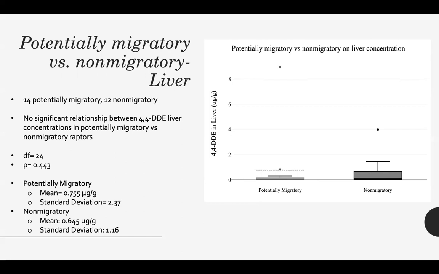As you can see with potentially migratory raptors on the left and non-migratory on the right, there was one outlier in the dataset for potentially migratory raptors. However, overall, there were no significant differences.